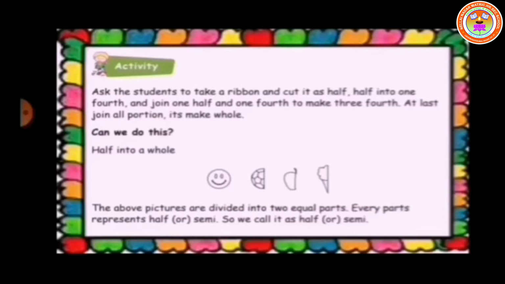Children, here you see some pictures. The above pictures are divided into 2 equal parts. Every part represents half or semi, so we call it as half or semi. Now, see children, all the half pictures have become whole by adding another equal part. So, 2 equal parts make a whole, like this.